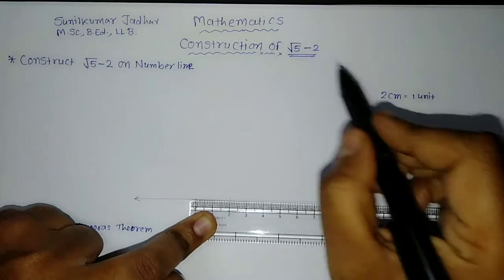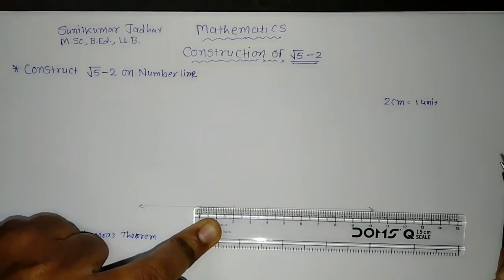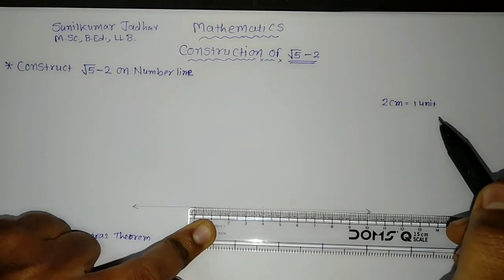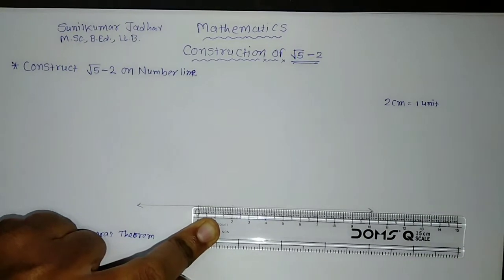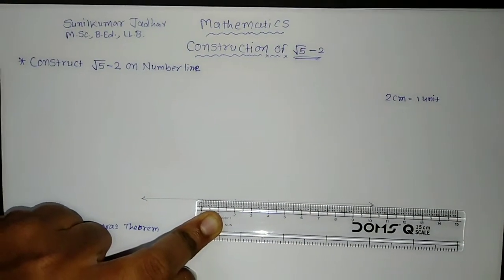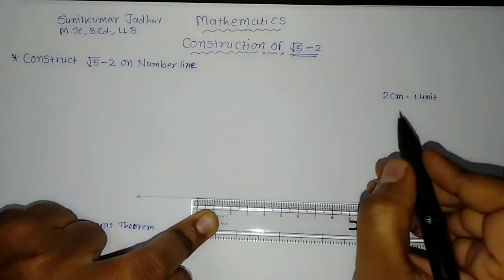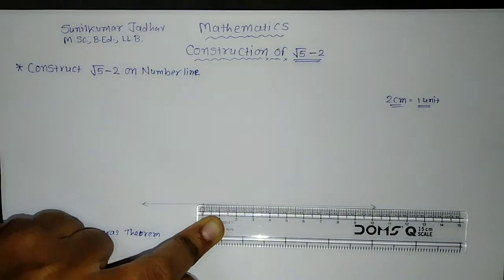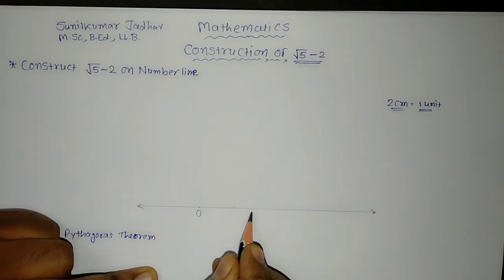We have to construct this root 5 minus 2 units, not in centimeter. If you want it in centimeter, what you have to do? You have to take 1 centimeter equal to 1 unit. You will get this root 5 minus 2 in centimeter. But we have taken it in unit. We want to construct root 5 minus 2 unit. So here I have taken 2 centimeter is equal to 1 unit. So you can see this is 2 centimeter. So this is 1 unit and this is one more unit.